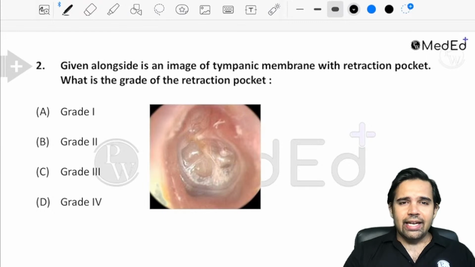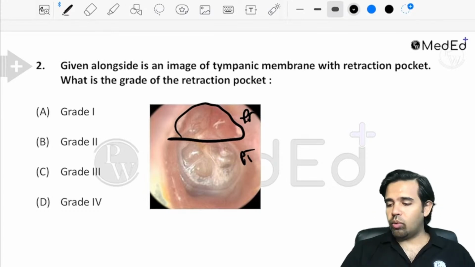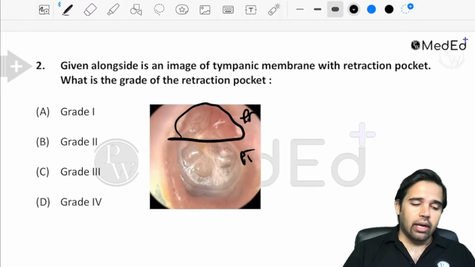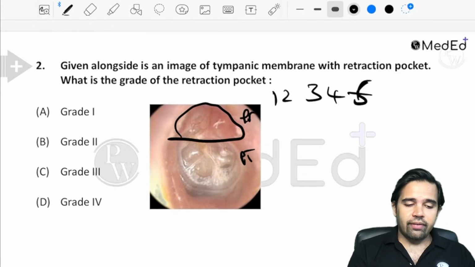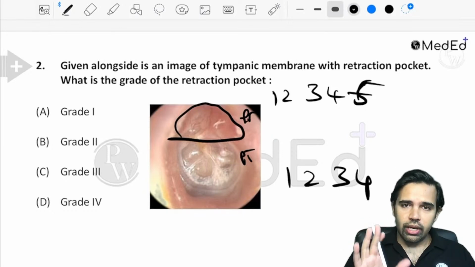Now given alongside is an image of the tympanic membrane with a retraction pocket. Okay, this is the pars flaccida, this is the pars tensa. This area here is retracted, it has gone inside, it is pulled inside. So what is the grade of the retraction pocket? Now there is a 1, 2, 3, 4, 5 grading of the pars flaccida. There is a 1, 2, 3, 4 grading of the pars tensa when it comes to retraction.